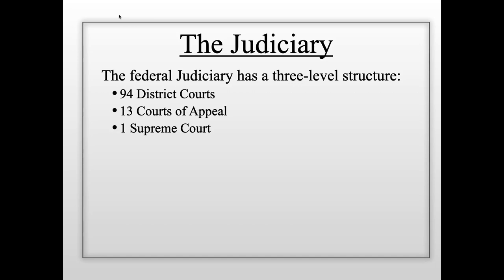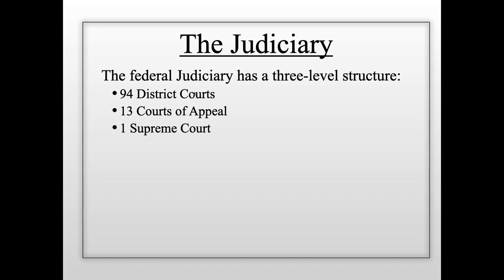Okay, so if we step back for a second and talk more about what the federal court system looks like, the federal judiciary in the United States has a three-level structure. At the bottom, at the basic level, there are 94 district courts. At the middle level, there are 13 courts of appeal, and I'm going to go into each one of these in more detail in just a couple of seconds, and then one Supreme Court. So there are 94 district courts throughout the United States, 13 courts of appeal all throughout the United States, and then only one Supreme Court, which is located in the nation's capital, in Washington, D.C.